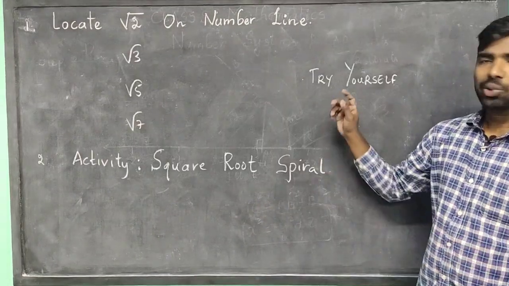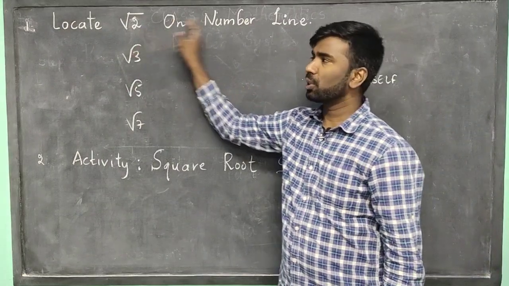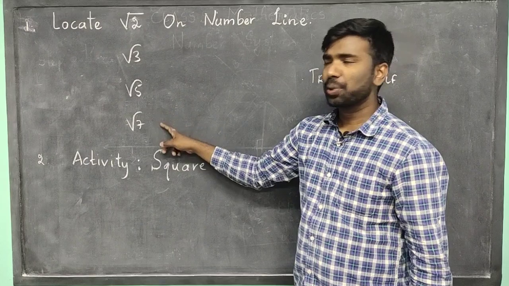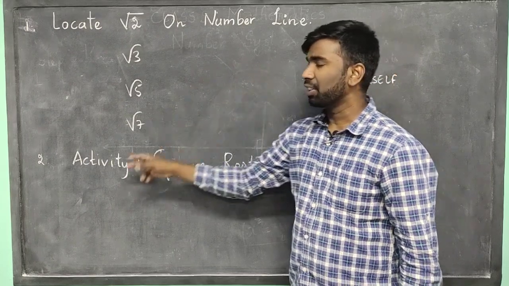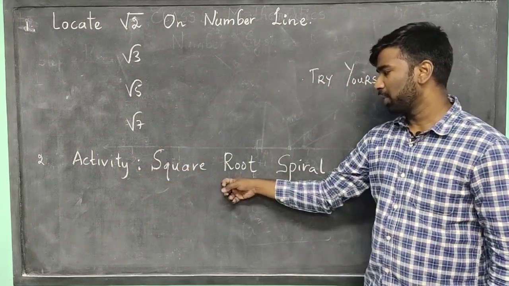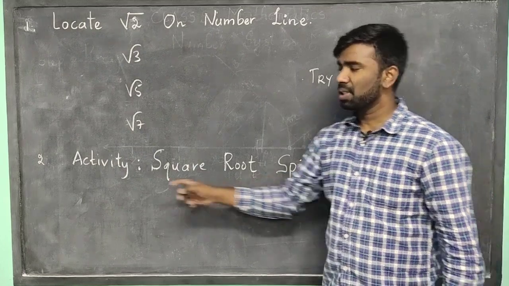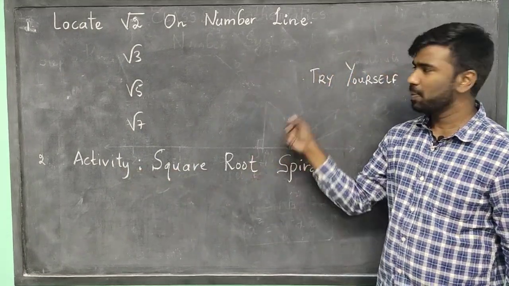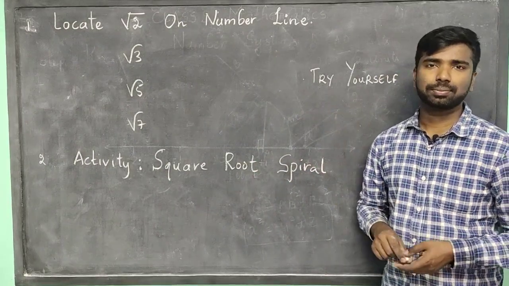Students, now try to locate root 2 on the number line, root 3, root 5 and root 7 on the number line, and try to construct the square root spiral. Consider it as an activity. Please try all these problems by yourself.